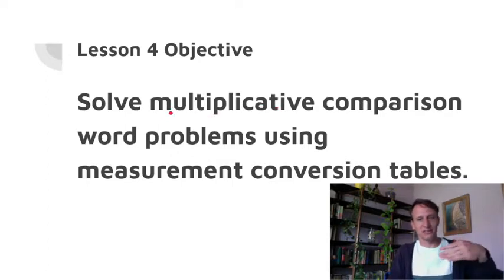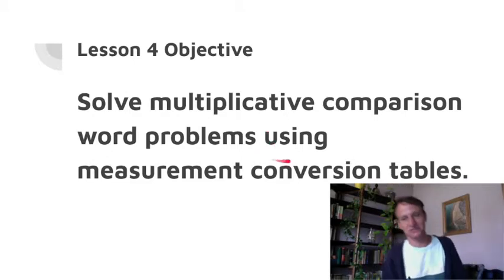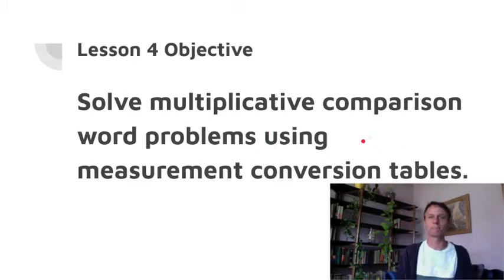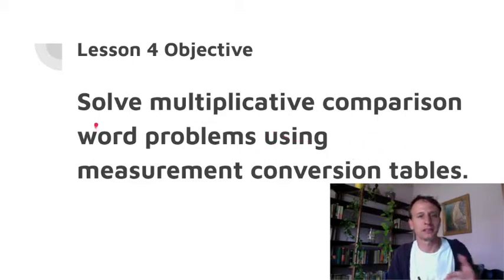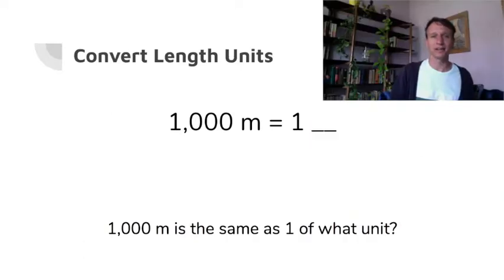Look at this word. It doesn't say multiplication, it says multiplicative. That's a mouthful. Multiplicative comparison word problems using measurement conversion tables. What's the key here? Word problems. Okay. Multiplication. There will be multiplication. Will there be comparisons? You betcha. And we're going to do stuff with measurement, as we've been doing. So Module 7's all about that, baby. All right, let's do it.